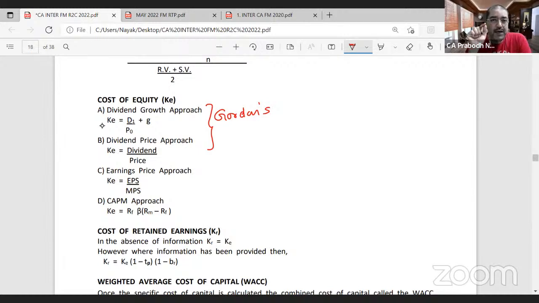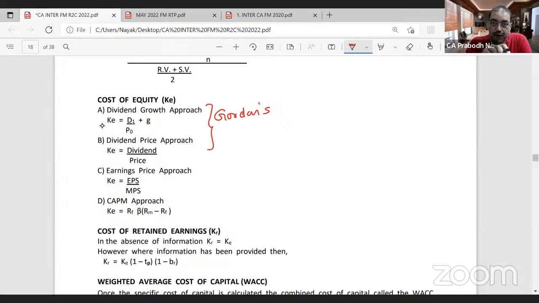Read the problem very carefully for these types of questions. Why? Because if the current dividend paid is 2 rupees, current dividend is D0. So you will have to calculate D1, because in the formula I require D1. Current dividend or dividend paid for last year all imply D0. Only when they say expected dividend at the end of the current year, that is D1. So D1 upon P0, where P0 is the current market price, plus growth rate.